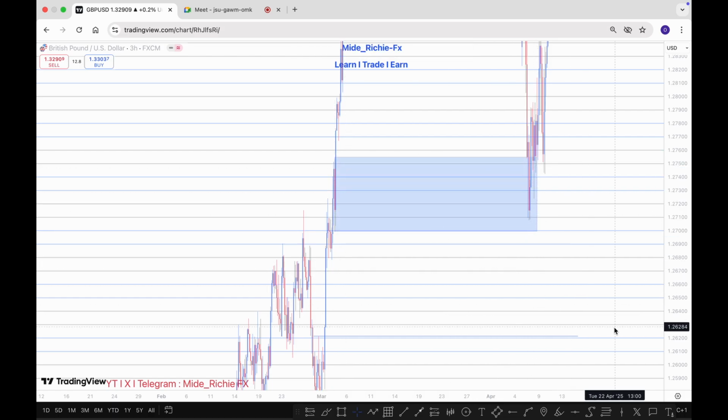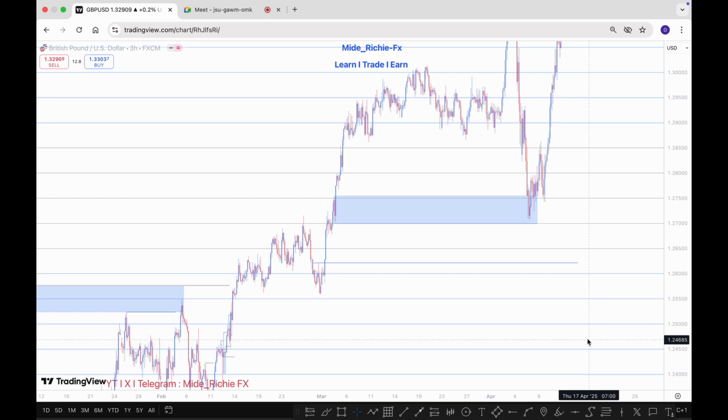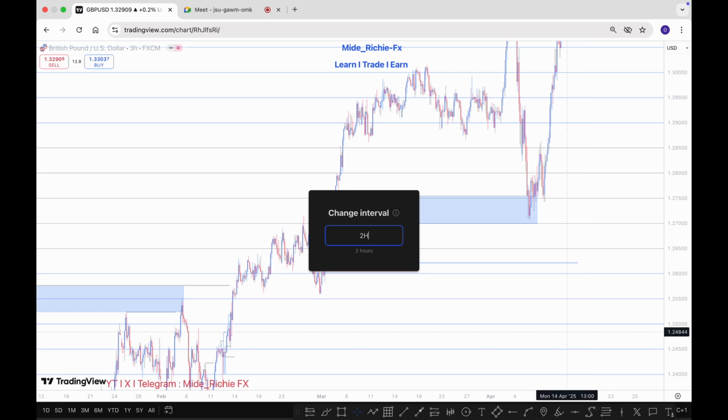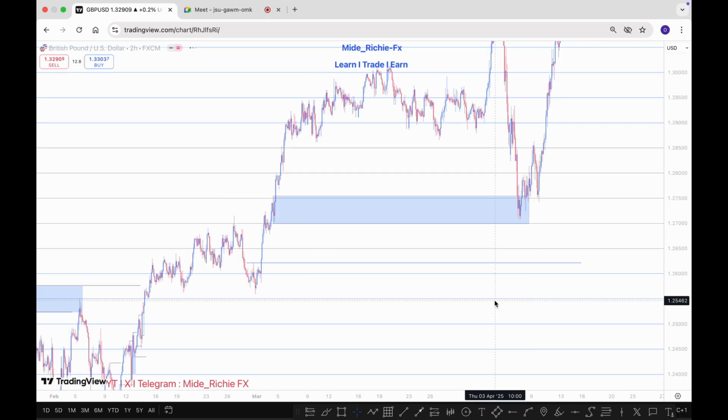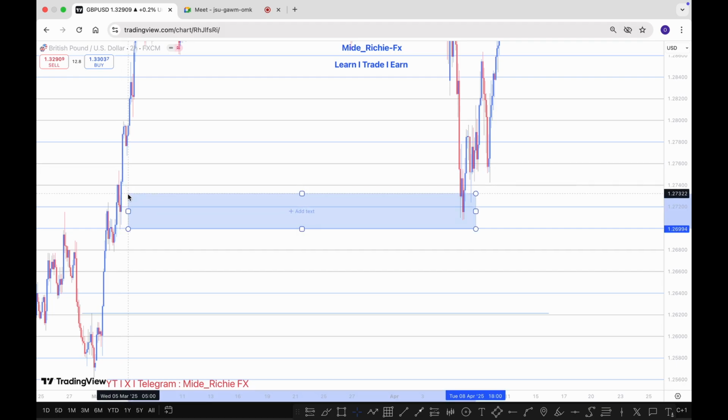So this demand zone is what I chose as the next point of interest. There's actually a smaller one in the 2 hour, 1 hour thereabout, but that's just it. So basically this is it in the 2 hour time frame. This is the demand zone, right?